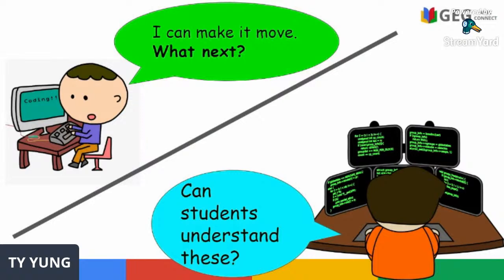So for students, they always ask one question: I can make something move, I can make something jump, I can make something dive into water, and what comes next? They don't simply have something to accomplish. They simply lack a theme, a topic, or an objective to learn.